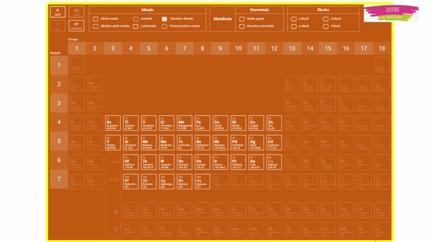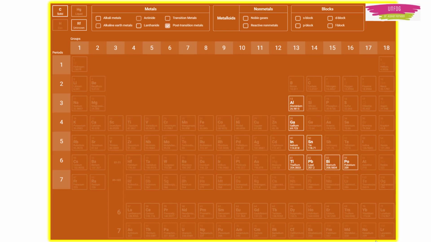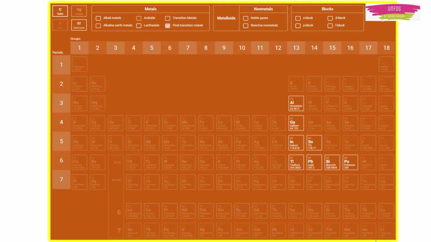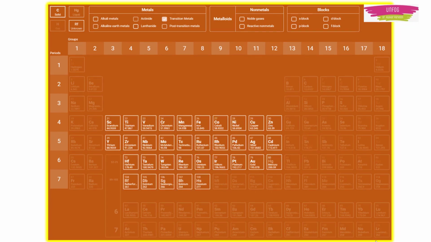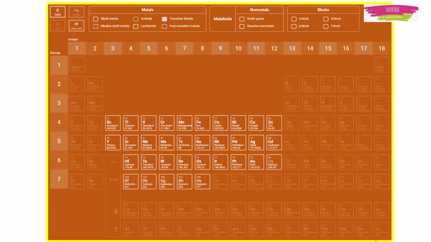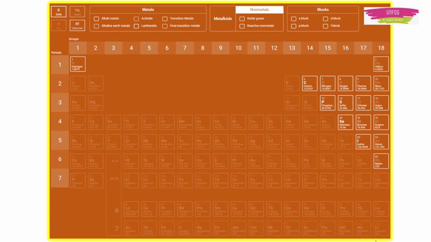Now we have elements known as post-transition metals also. They are also known as poor metals. These metals are known as poor metals or post-transition metals because they are located between transition metals and non-metals. Now these are non-metals, right? These are post-transition metals. These are transition metals. Now these post-transition metals are between the transition metals and non-metals.